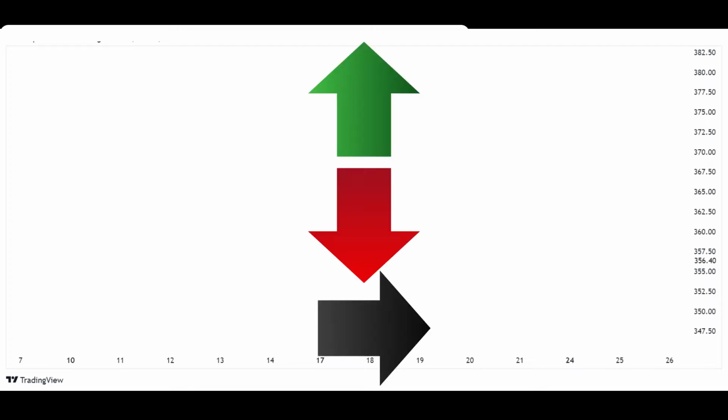I won't waste your time explaining what a triangle is, so let's get right into how we use it to make profitable decisions in the stock market. First things first, as we already know, the market only moves forward in how many directions? Exactly, 3. Up, down, and sideways.